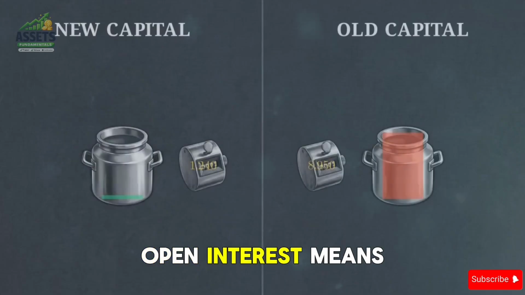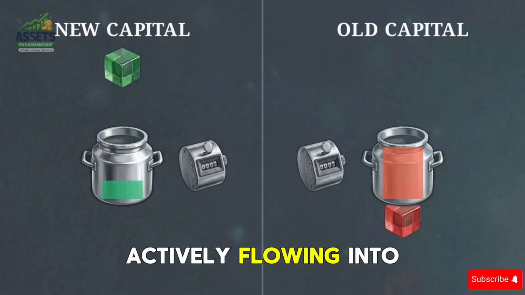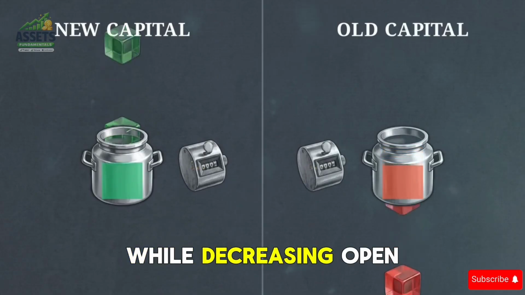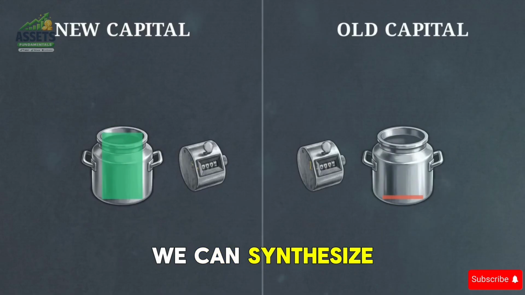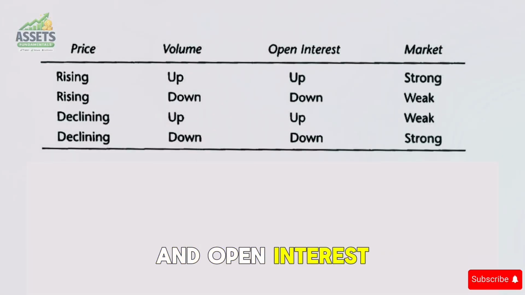Increasing open interest means new capital is actively flowing into the market, while decreasing open interest means old capital is being forced to exit. We can synthesize price direction and open interest data into four objective rules for grading the strength of any market trend. This table lays out the matrix.